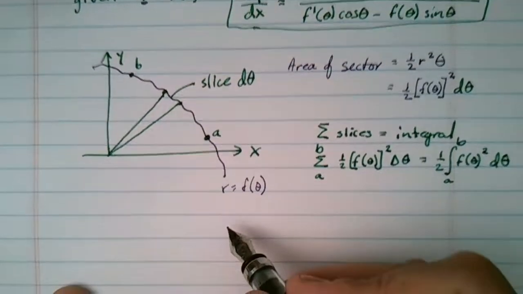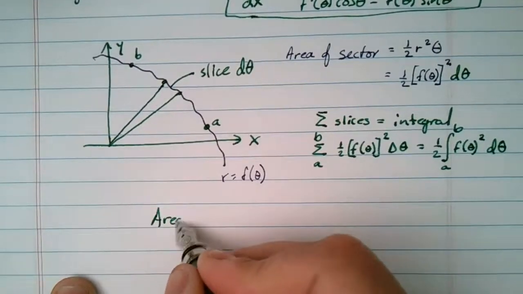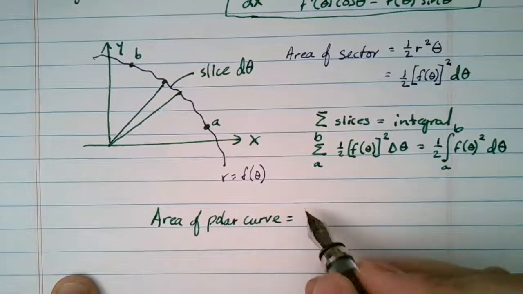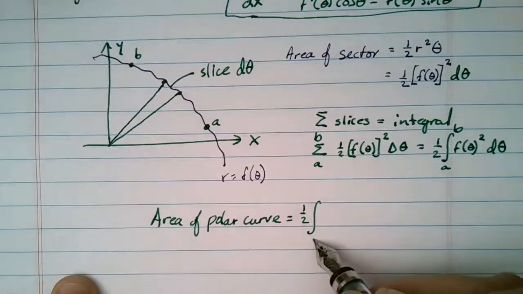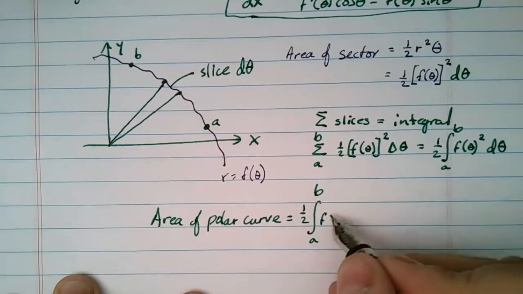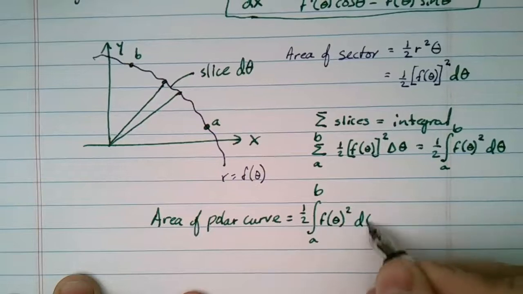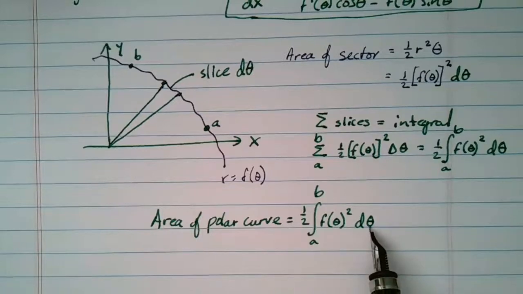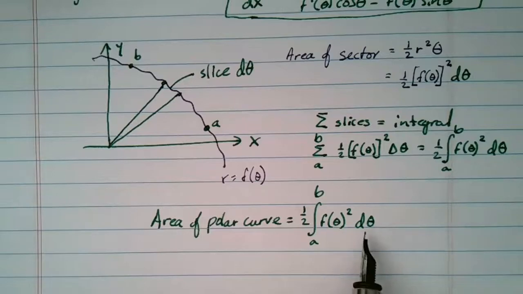So that is the area bounded by a polar curve. The area bounded by a polar curve will be equal to 1/2 integral A to B of f of theta squared d theta. So instead of f of x, it's f of theta. You're going to square your function and integrate with respect to theta from a to b. Now I will warn you, you have got to be in radian mode to apply this.